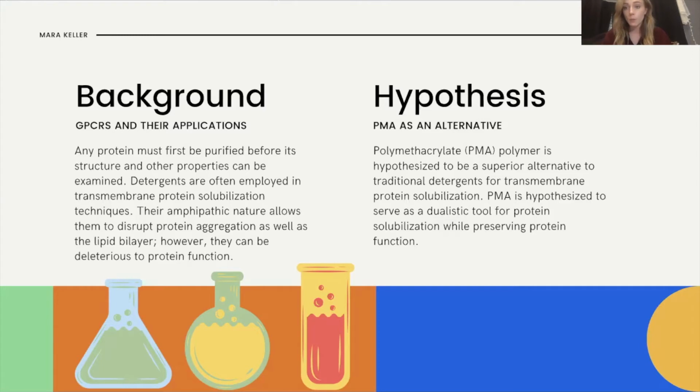So in this paper, they hypothesized that a polymethacrylate polymer, PMA polymer, could be a strong alternative to traditional detergents for solubilizing transmembrane proteins. So they hypothesized that using this to dissolve transmembrane proteins will actually preserve protein function.